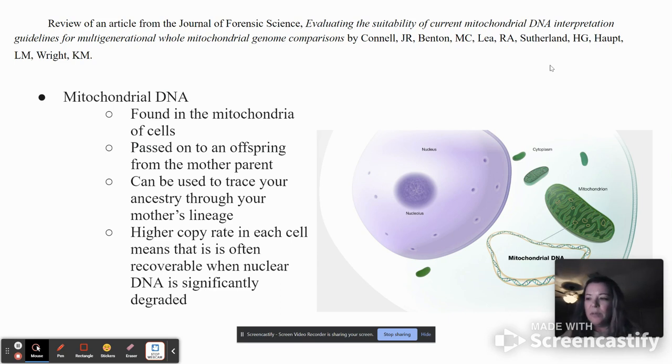So first off, we are going to talk about mitochondrial DNA. Mitochondrial DNA is found in the mitochondria of cells. It's passed on to an offspring from the mother parent. It can be used to trace your ancestry through your mother's lineage. It has a higher copy rate in each cell, and that means it's often recoverable when nuclear DNA is significantly degraded. Because there's so many mitochondria within one cell, it's often easier to recover this type of DNA versus the one copy that's only found in the nucleus of the cell.